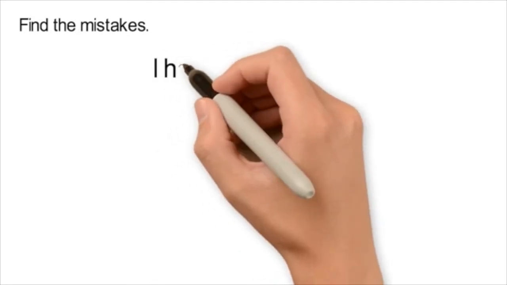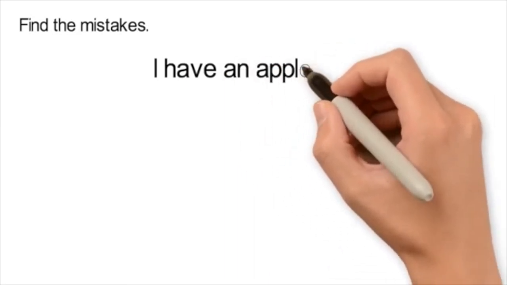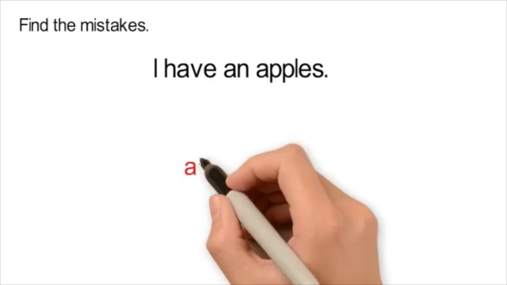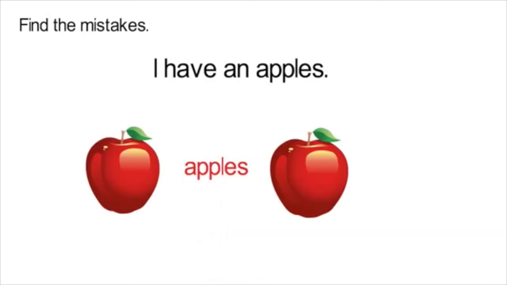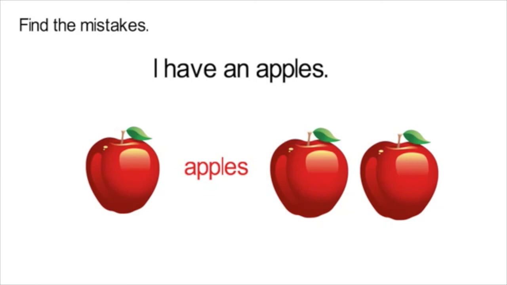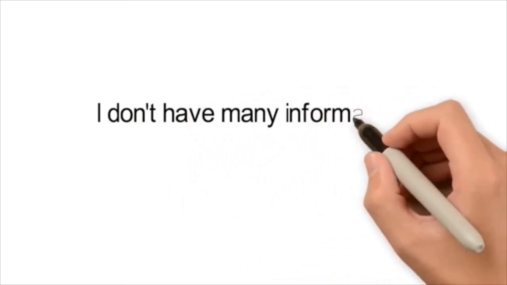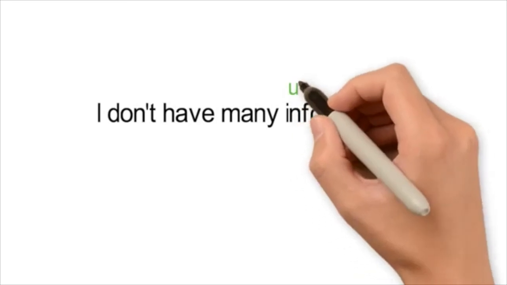Each sentence has a mistake. Let's work together to see if we can find the mistakes. Sentence 1. I have an apples. What's the problem with this sentence? Look at apples. Is it singular or plural? It's plural, so it doesn't need an in front of it. Sentence 2. I don't have many information. Information is not countable, so we should use much instead of many in the negative.